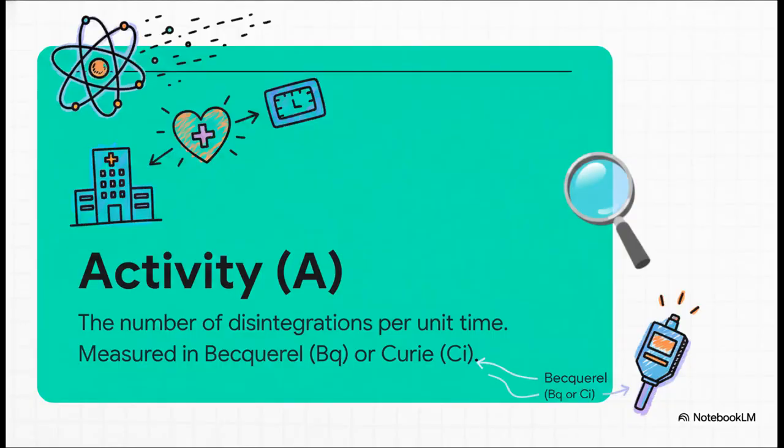Now, this rate of decay has its own special name. We call it activity. Just think of it as a way of measuring how hot a sample is right this second. We measure it in a unit called the becquerel, where 1 becquerel is just 1 atom falling apart per second. Now, in hospitals, you'll also see an older unit, the curie, which is a much, much bigger number.